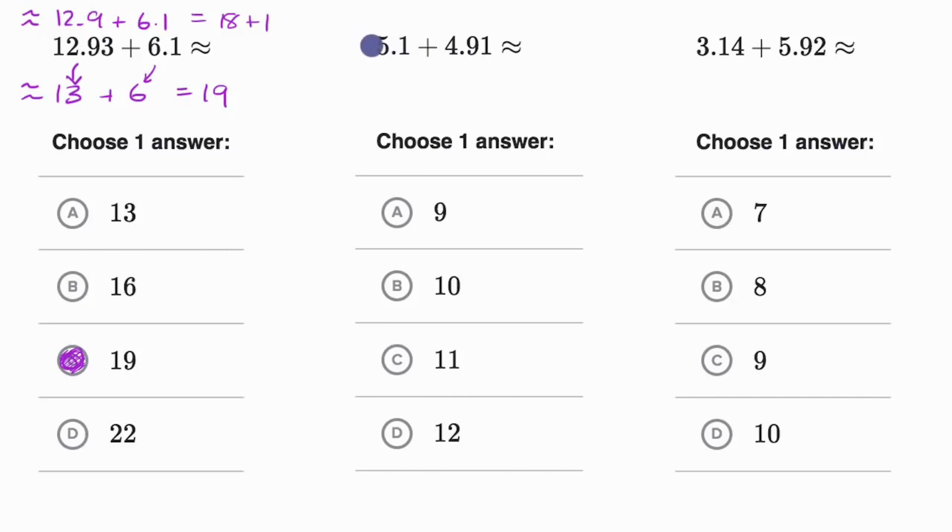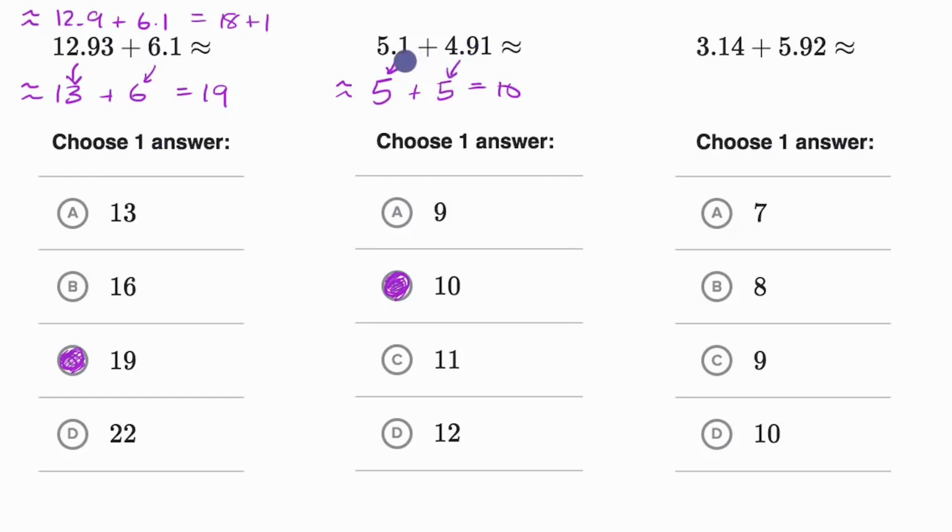Well, the way I would do it is actually very similar to the way we just did the last one. Well, 5.1 is approximately equal to 5, and 4.91 is also approximately equal to 5. I rounded to the nearest whole number in either case, and so that would be equal to 10. And once again, it makes sense because we rounded down here and we rounded up here. We rounded down to go from 5.1 to 5, and we rounded up to go from 4.91 to 5.